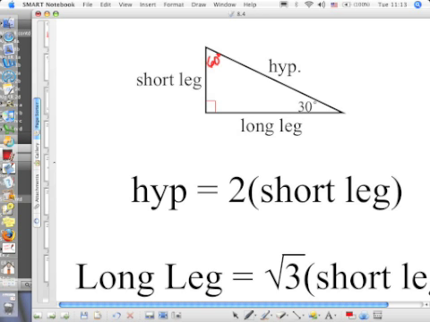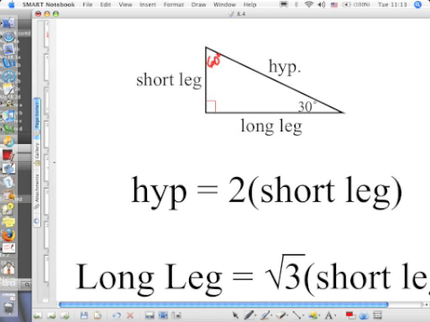Okay. Now there's two relationships that exist. One exists between the short leg and the hypotenuse. So if I know one or the other, I can find the missing piece. And it's that the hypotenuse is twice as big as the short leg. They're always in a ratio of 2 to 1. So if the short leg's 10, the hypotenuse is 20. Twice as big. And if the hypotenuse was 14, the short leg would be 7.